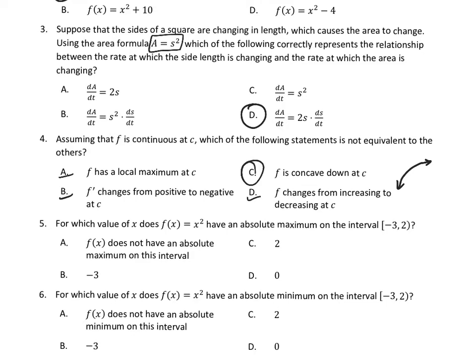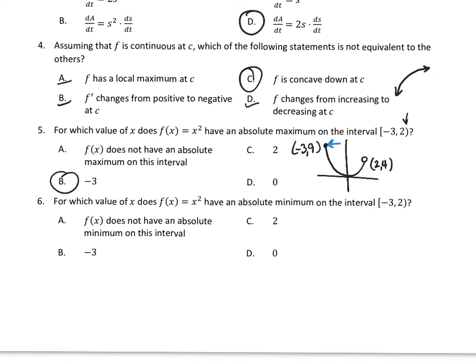Moving on to number 5, we want to know for which value of x does f of x equals x squared have an absolute maximum on the interval from -3 to 2, including -3, not including 2. So this graph is going to look something like the parabola starting at the point (-3, 9), and going through to the point (2, 4), where we'll have an open circle. That open circle will be there because of this round parenthesis. That means that the number 2 is not included in my interval. So the absolute maximum, the highest y value that we would have on this function, is going to be right here at x equals -3, and so B is the answer that we're looking for.